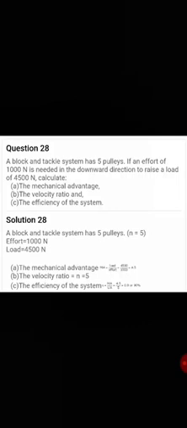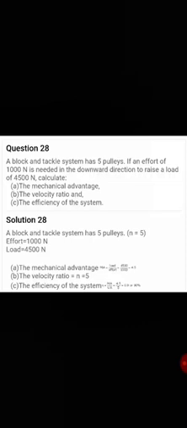Straightforward. Now to find MA, I will use the formula load upon effort. Load is 4500, your effort is 5000. When you divide, 0 gets cancelled, you get 45 by 50. That is 9 by 10, that is 0.9. So your effort, sorry, it is 4500 by 1000, sorry. So it will be 4.5.